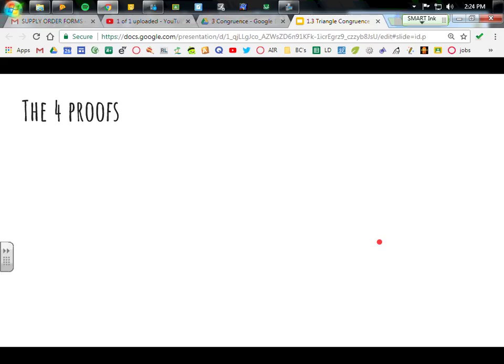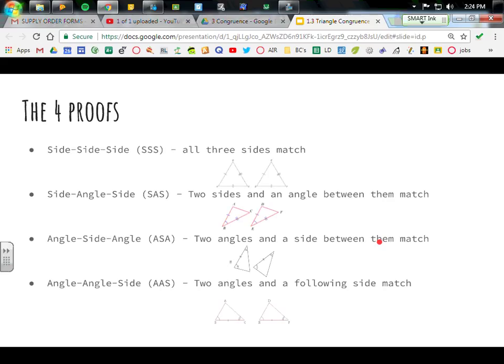There are 4 proofs that we use to prove that triangles are or are not congruent. The first one is side, side, side, and that is that all 3 sides are matching. So if you take a look at these triangles right here, and I know that they're pretty small, but you might be able to see that the left side of this triangle has the same identification as the left side of this triangle. The bottom side has the same ID as the bottom side of this one, and the right side has the same identification as the right side of this one.